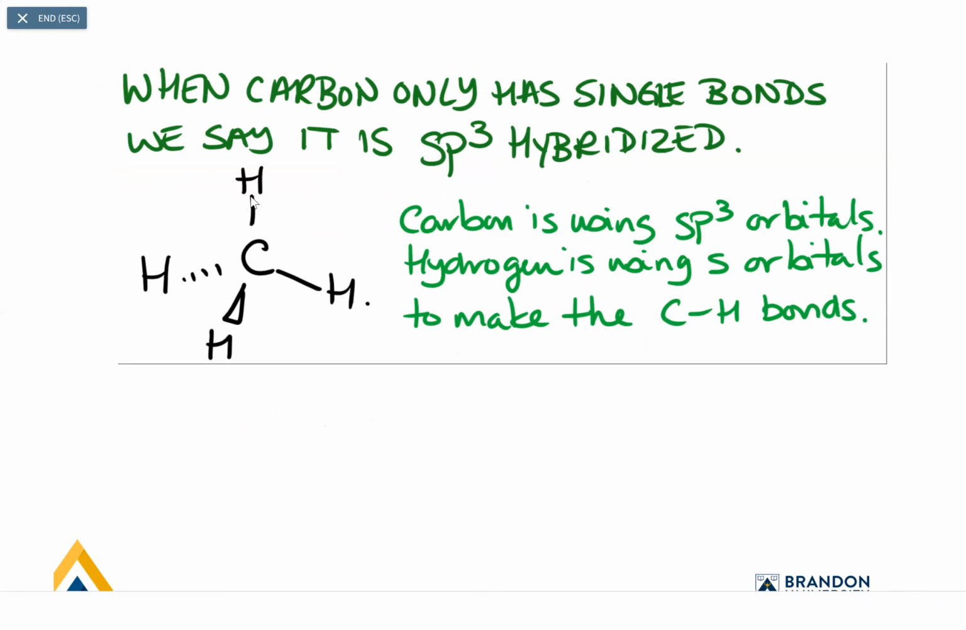So I guess one of the take-home messages for hybridization is that hybrid orbitals are used to make sigma bonds. So sigma bonds are for hybrid orbitals. So this carbon has got how many sigma bonds associated with it? Well, it's got 1, 2, 3, 4.